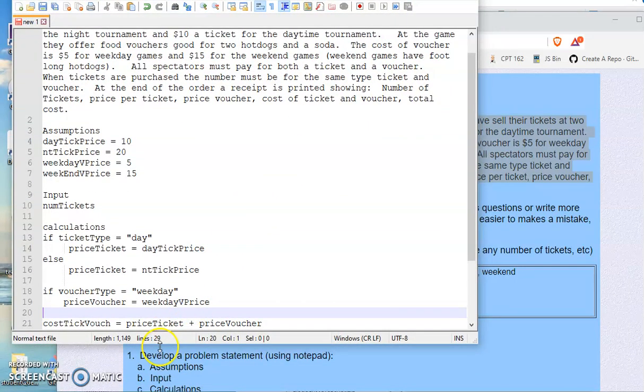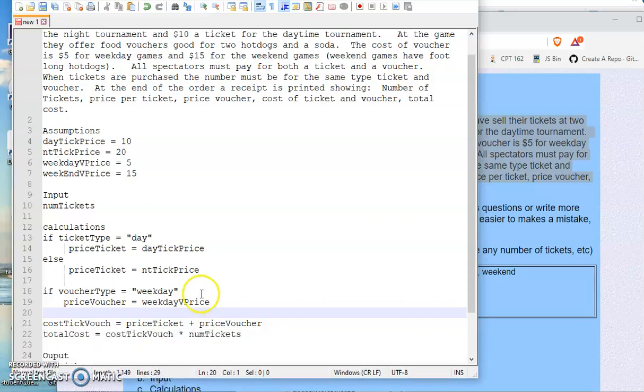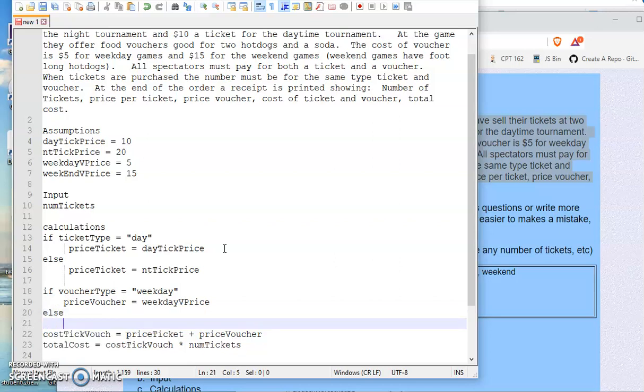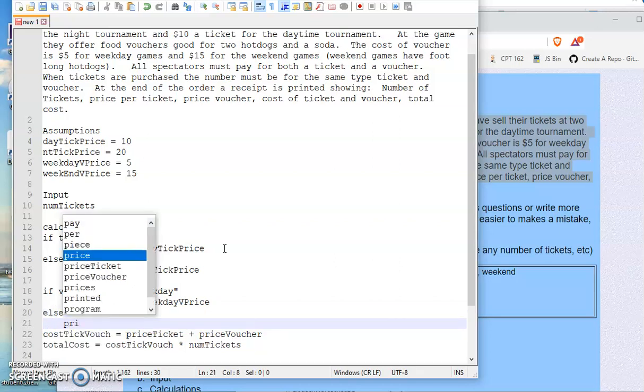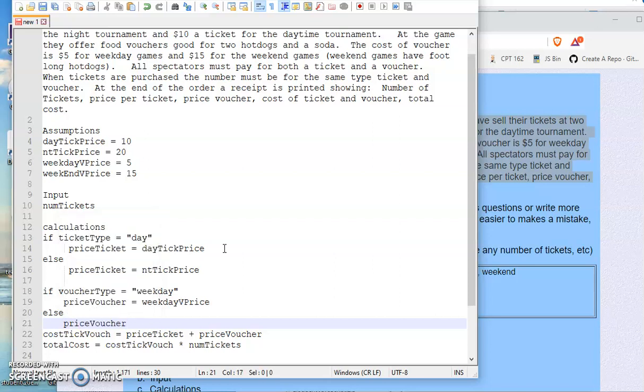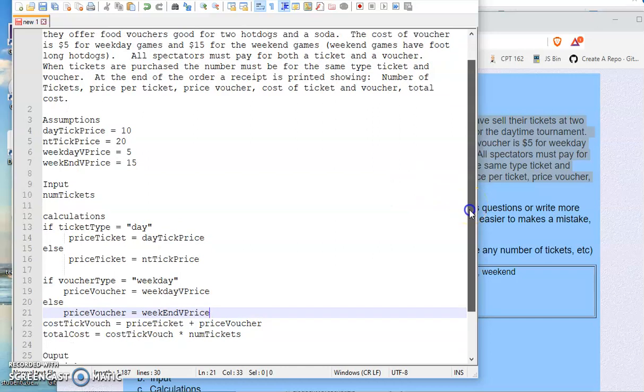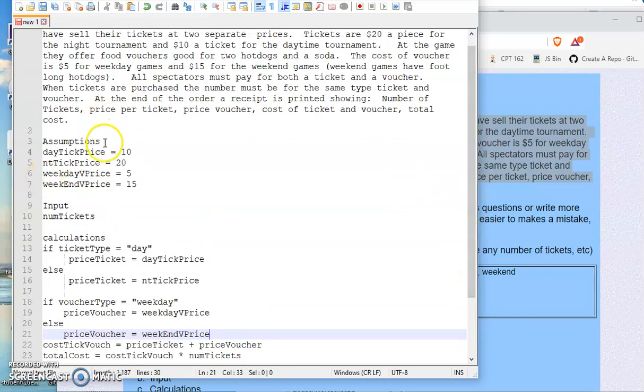because all we use is else. If it's not a weekday, then it's weekend automatically. And the price voucher is going to be equal to the weekend voucher price. So either if it's weekday, it's that. If it's not weekday, then it's weekend. And we're almost done. All right, so the only thing we have left is these assumptions.